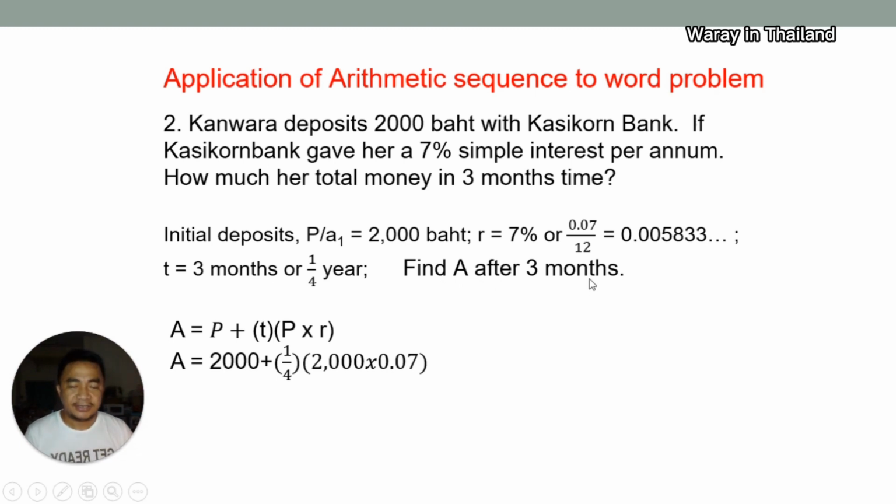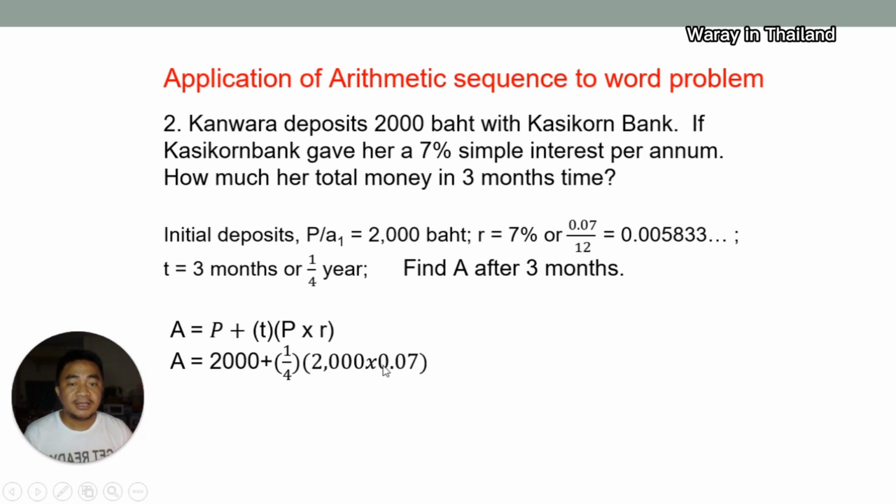Okay, so we have here also the formula. A is equal to the principal plus T times P times R. The initial amount, or A1, is 2,000 baht. This is 1/4 year because 3 months is 1/4. You can also use 3 months. If you're going to use 3 months, then you will use this value here. Since we use here per year, this is 1/4 year, so we're going to use 0.07. So the same, okay?